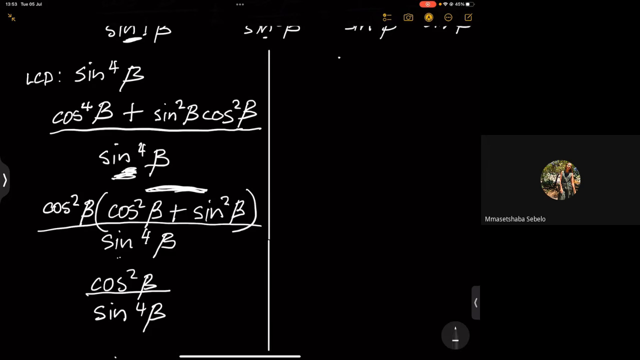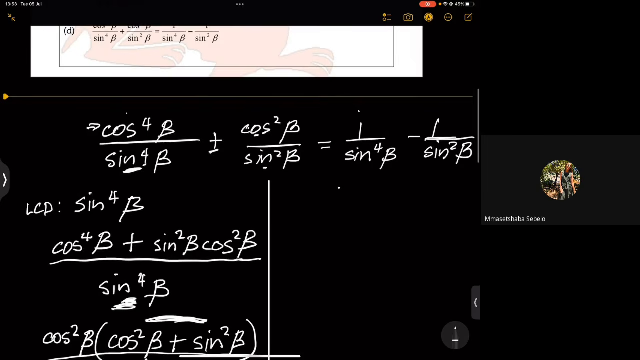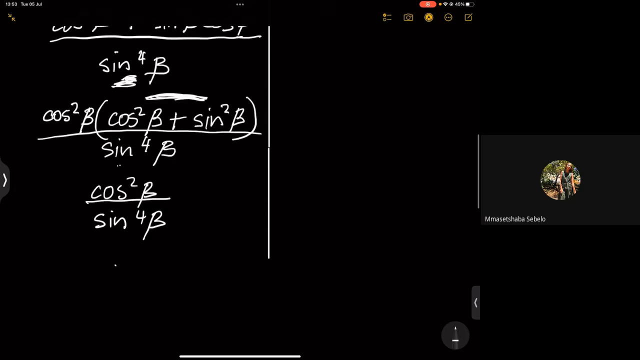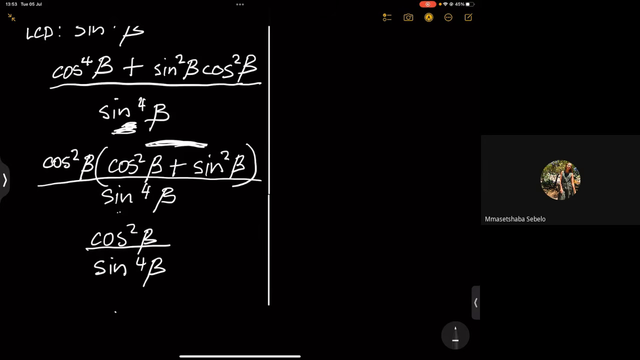Do you still want to do anything else here? So what was supposed to be the answer? The answer is supposed to be 1 over sine to the power 4 minus 1 over sine squared. So now what I would do is change the cos squared to 1 minus sine squared beta. I think we've done what we could with the left-hand side.